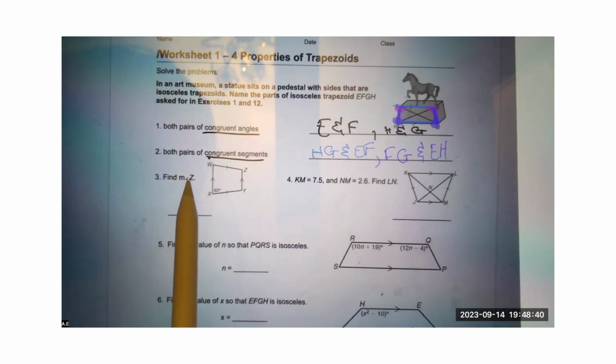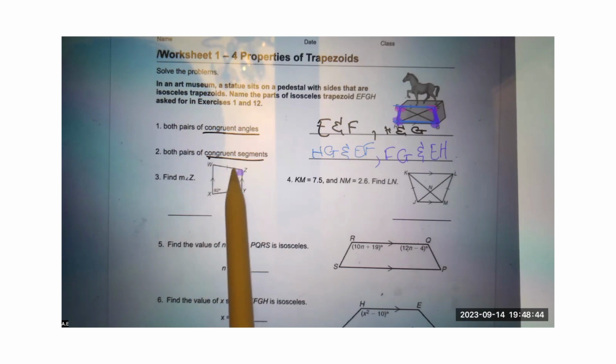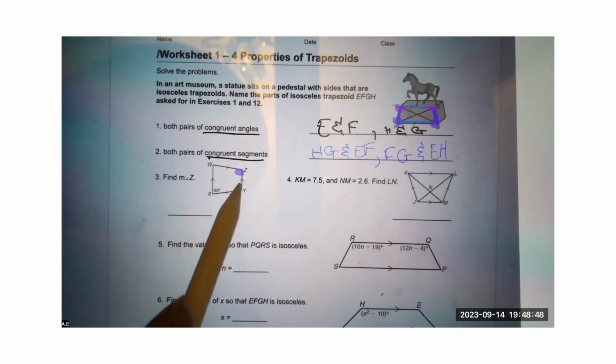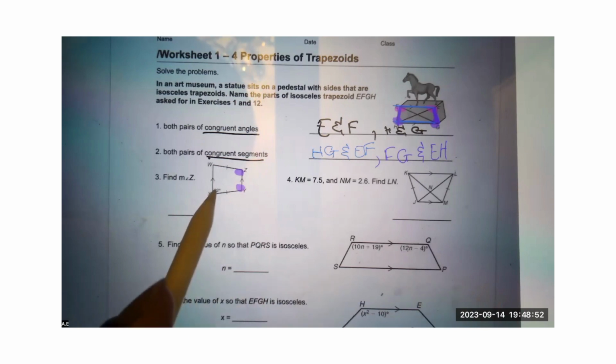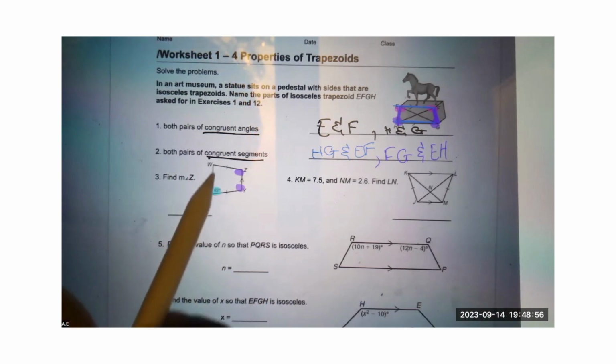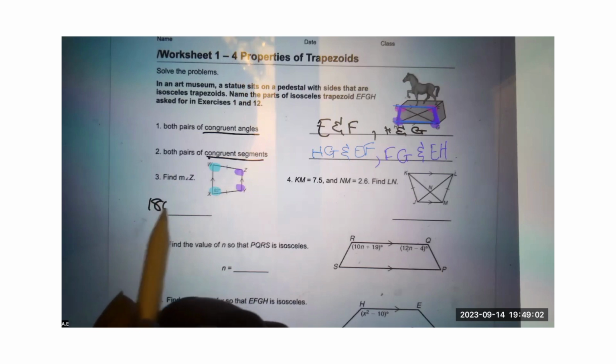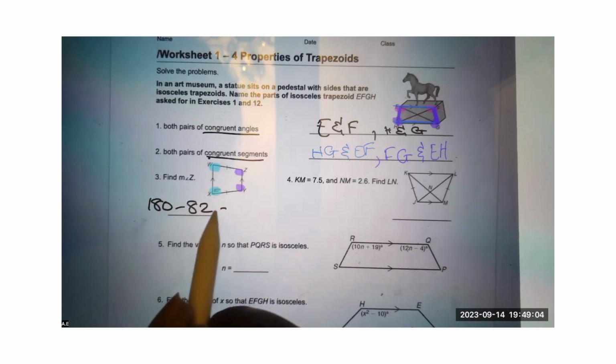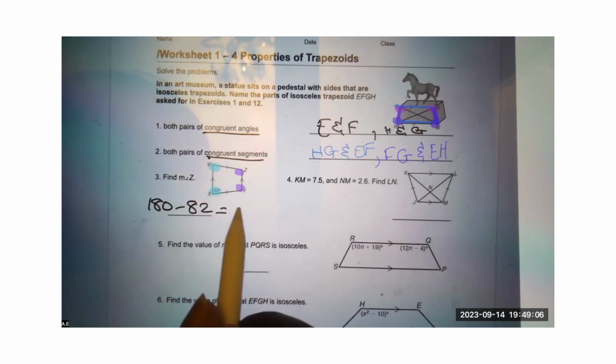Find the measure of angle Z. This is angle Z over here. What is congruent or next to it? We have angle Y. So these two will be the same. So if X is 82, that means W will also be 82. So to find Z, we will do 180 subtract 82. That gives us 98.